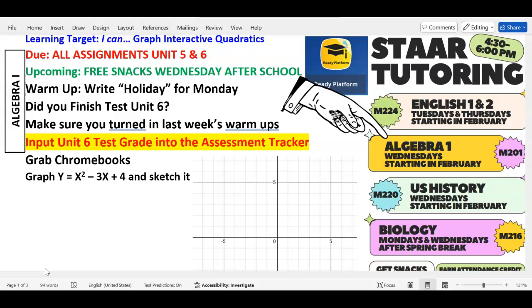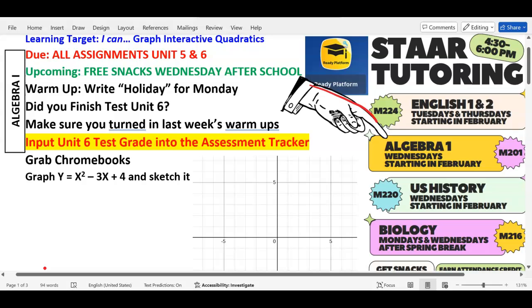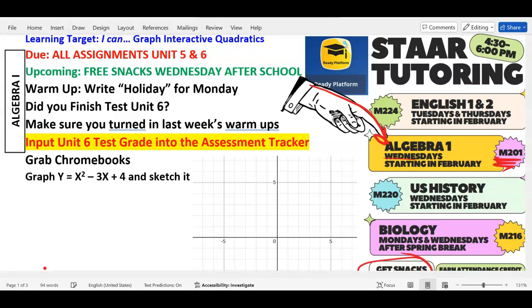Who wants free snacks on Wednesday after school, right? So make sure you check this out right here. Wednesdays in my classroom, free snacks. All right. So this is coming Wednesday after school. No? Come on. That'll be fun. Lots of fun, you know? I might even bring brownies. Usually if I wait long enough, someone laughs.